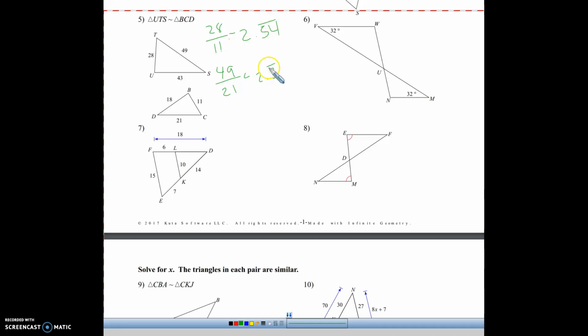So right then and there, these are not the same numbers. So these are not similar. That's all you got to tell me. Not similar. Okay, number 6.